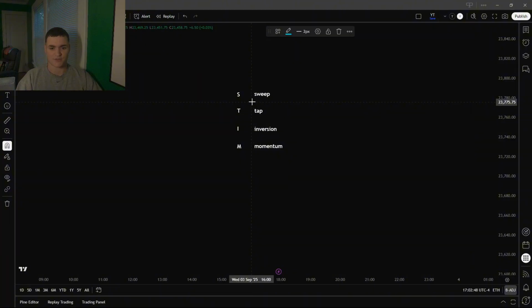So STIM stands for sweep, tap, inversion, momentum. These are the 4 things I look for before entering any trade. Let me help you visualize it. Let's do an example for longs. Say you have a swing low right here. What you want to see is a sweep, right? So you want to see a liquidity sweep.